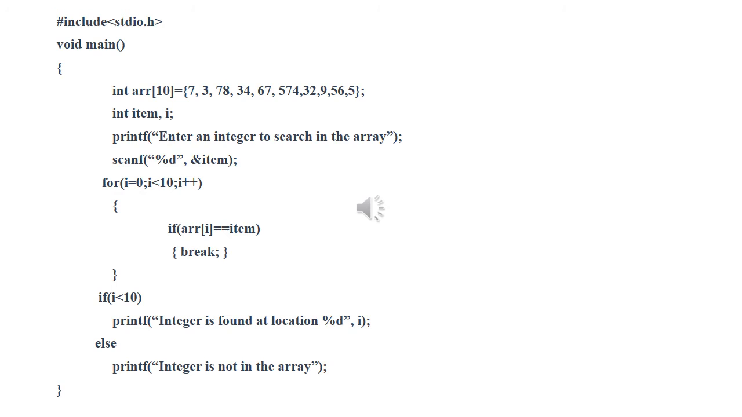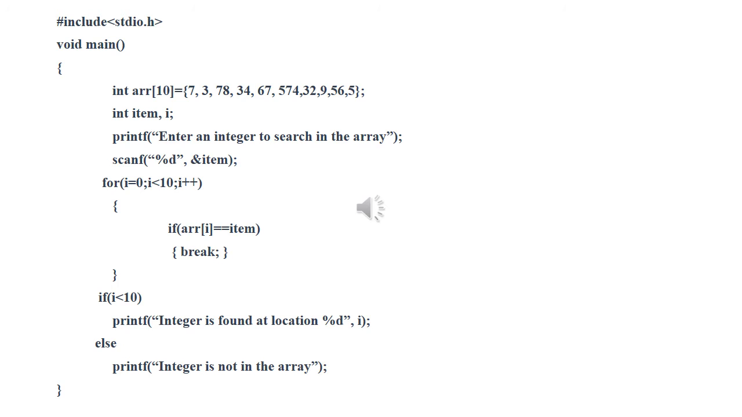Suppose the user enters 10. So I will store 10 into the variable item, and now the value of the item is 10. And I'm going to run a loop for I equal to 0, I less than 10, because the size of the array is 10. So I'm going from 0 to 9. So it's written as I less than 10, I plus plus. So it increments 0, 1, 2, 3, 4.